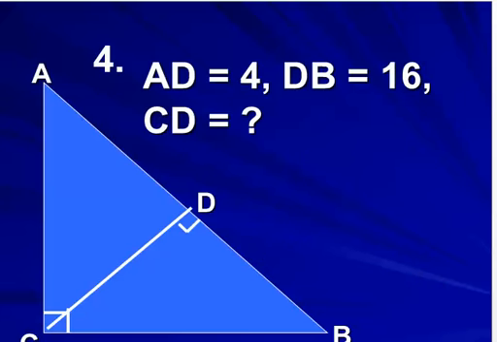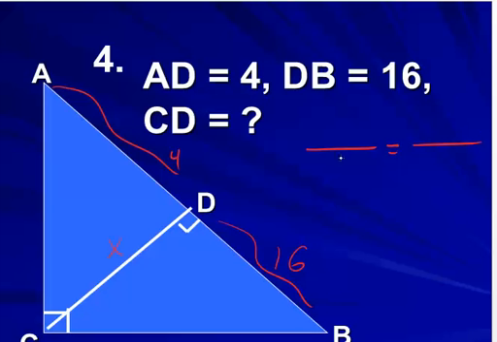If you do not know your altitude, when you set up your geometric mean, you will have to do a square root and deal with an x squared. Number 4, AD is 4. DB is 16. Again, CD, our altitude, is missing. Go ahead and pause. Try to set this one up and solve.